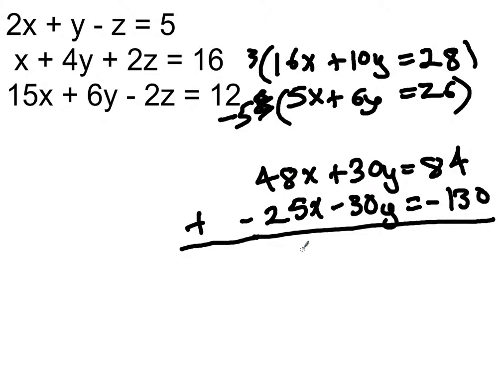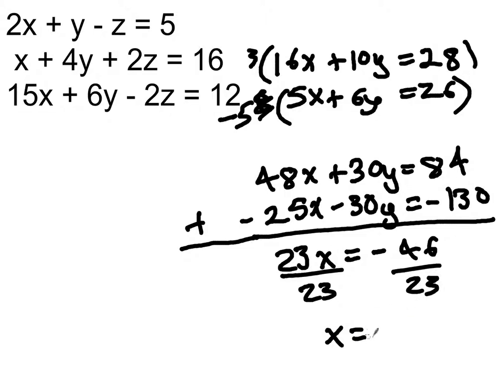So I'm going to add these two together, and that's going to give me 23x is equal to, that's going to be 16 and 30, negative 46. Divide both sides by 23, and I get x is equal to negative 2. So there's the x value.